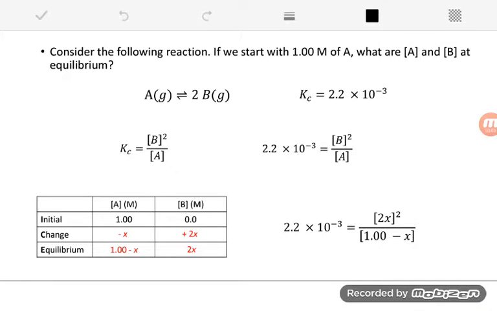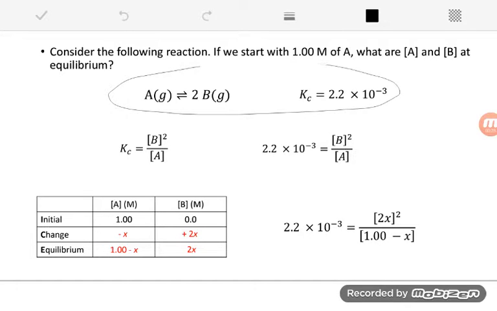Now that we know how to use ice tables to solve equilibrium problems, let's look at an approximation that's going to make our life much easier for a lot of these problems. So I've started to set up a problem here, and I've skipped a few steps ahead because we should know how to do all of this. Consider the following reaction. If we start with 1 molar of A, what are A and B at equilibrium?